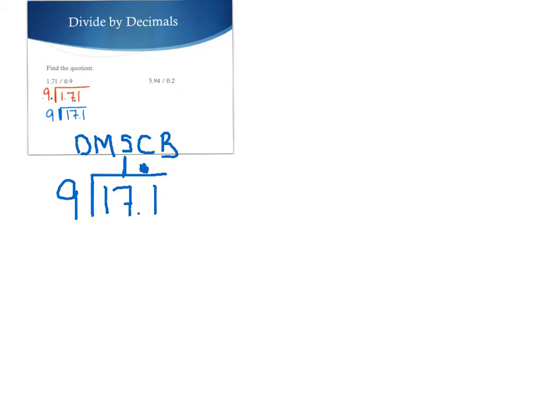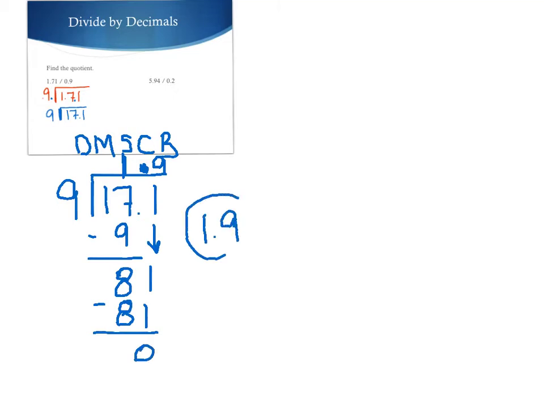9 goes into 17 only one time. Now I'll multiply. 1 times 9 is 9. I'll subtract and I get 8. Check. Is my answer that I get after subtraction smaller than the divisor? If so, I can proceed. After the check, I'll bring down the 1. 81 divided by 9 is 9, and 9 times 9 is 81. I'll subtract and I get 0. So therefore my answer is 1.9. And I'm pretty certain that that's correct because when I estimated I said that I should get an answer right around 2, and 1.9 is very close to 2.